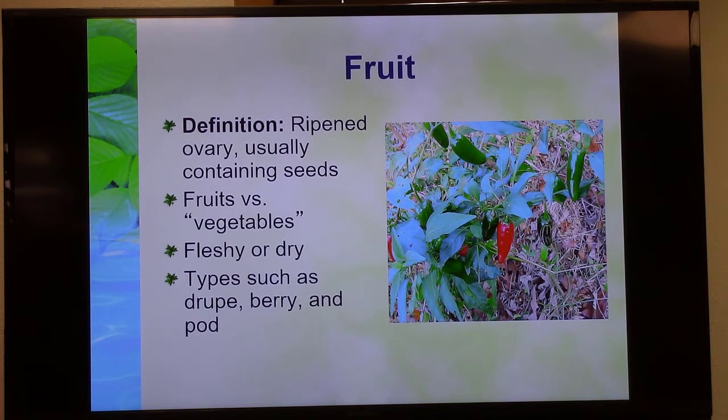There are lots of types of fruit, and each one, of course, has a name. Drupe, as an example, has one hard seed. Can you think of an example of a drupe? A fleshy fruit with one hard seed. A plum. A peach. Right. Berries are fleshy fruits with several seeds. A grape. A tomato.